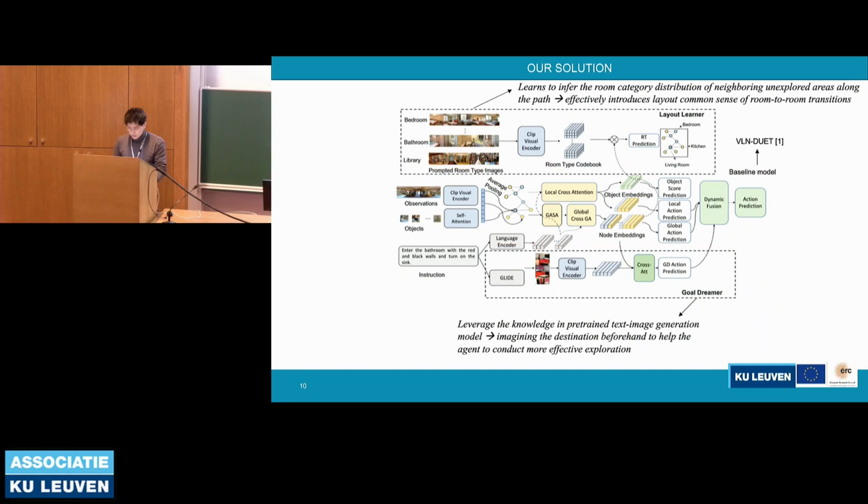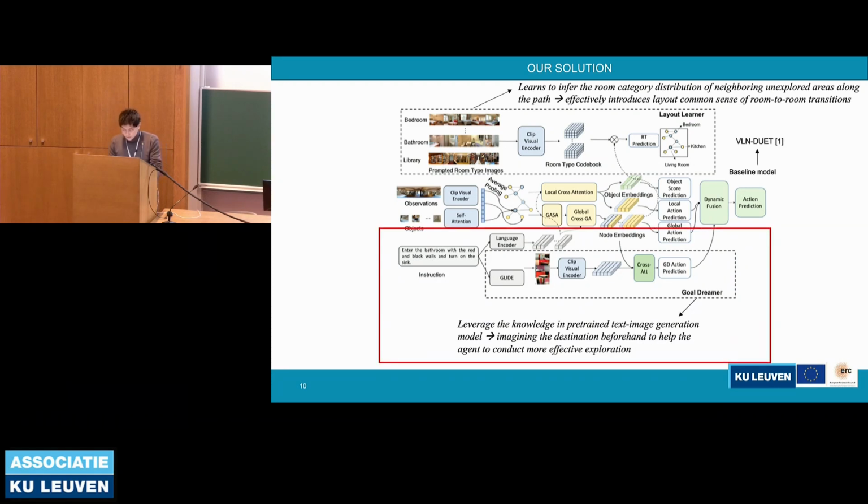In this task, we propose two modules to tackle the two challenges I mentioned previously. The first is the GoDreamer branch. This is inspired by how humans solve these problems. As a human, when we obtain an instruction like, enter the bathroom with the red and black walls and turn on the lights, we could imagine the location first, and then we can make our decisions.